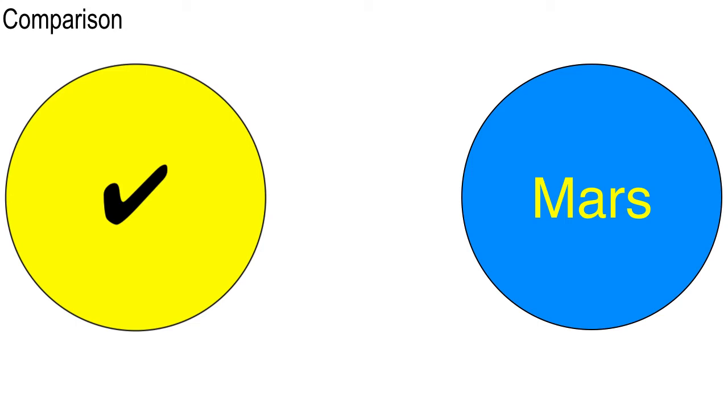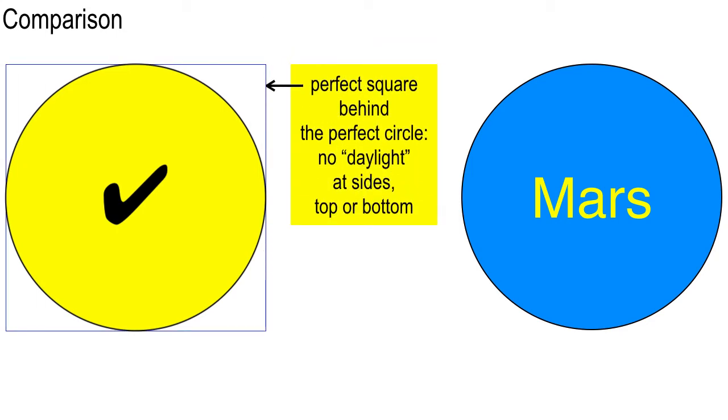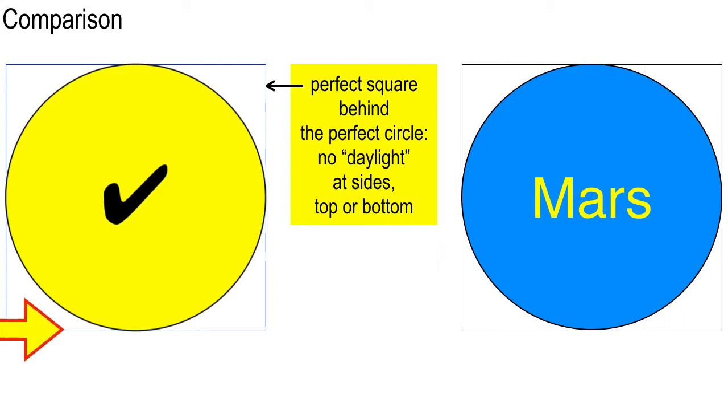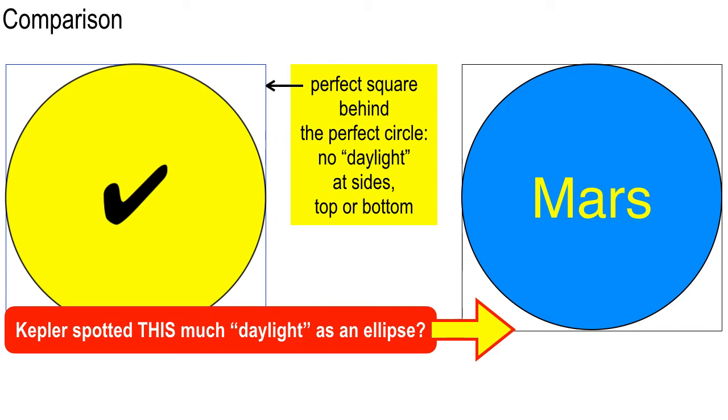Now the yellow one is orbit 88. What I'm going to do is align a perfect square. Orbit 88 is a perfect circle. By design, with my software, I made a perfect circle. Now I'm going to align a perfect square around it, and you'll see that there's no daylight. Now, Kepler's Mars orbit, orbit K, we're going to try to do the same thing, but there's going to be a little bit of daylight. If you have eagle eyes, you'll see it. It's not easy to see. See it? Right down there, just a little bit.